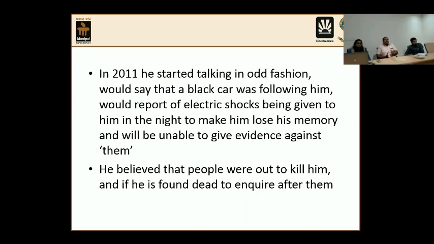And these are all made a plan so that he loses his memory. He believed that people were out to kill him, and if he is found dead, he used to give these are the individuals whom you have to inquire, if at all I am found dead.